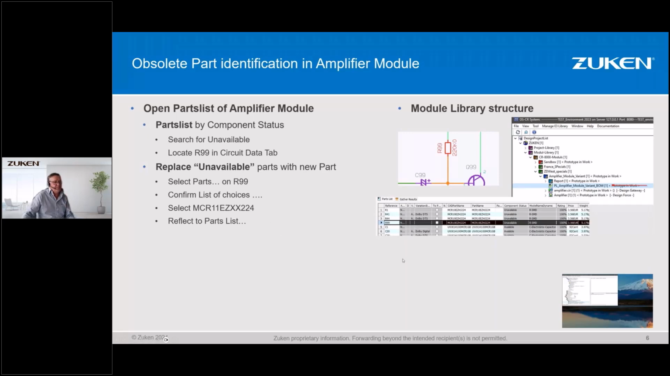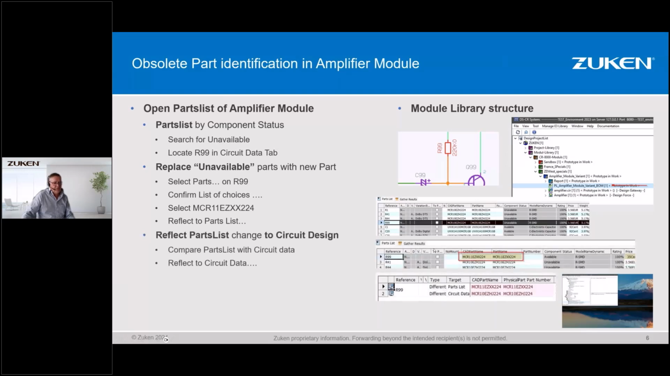We will select that part and reflect that new component to the parts list, which means the parts list is changing, but still that does not mean that the schematic is updated. So we will compare the changed parts list with the circuit, and of course we will find differences. And so we will also reflect the change we made to the parts list finally to the circuit. So the circuit will be updated by the parts list. We don't have to open the circuit manually and make that change manually.